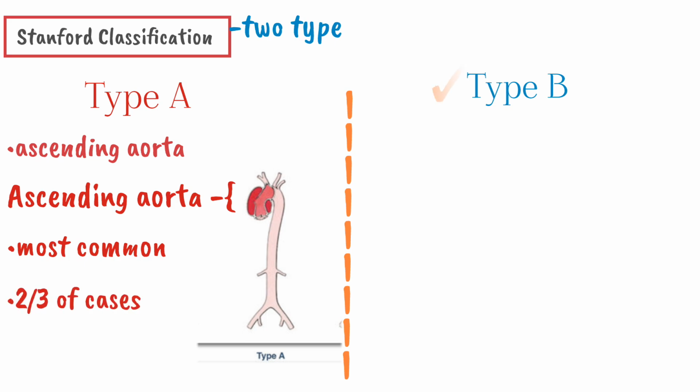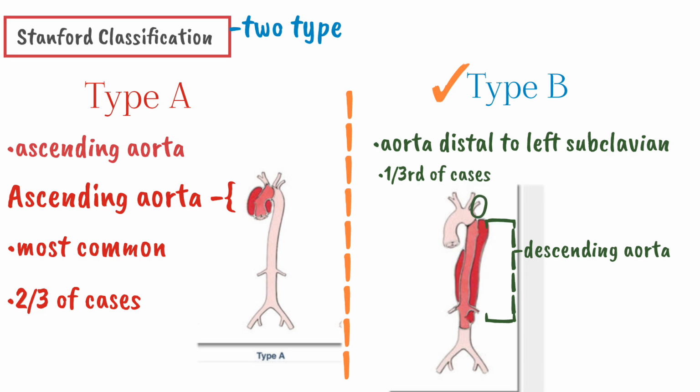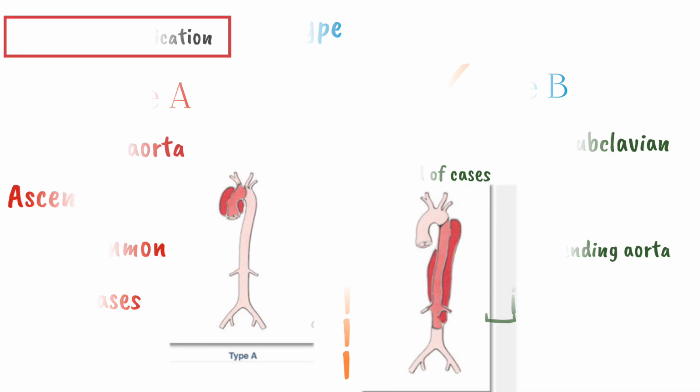In Stanford type B, there is an involvement of the aorta distal to the left subclavian artery. If you look at this diagram, this area, the area below the left subclavian artery, if this descending aorta is involved, it is called a Stanford type B. About 1/3 of our cases of aortic dissection present with Stanford type B. It was all about the Stanford classification.